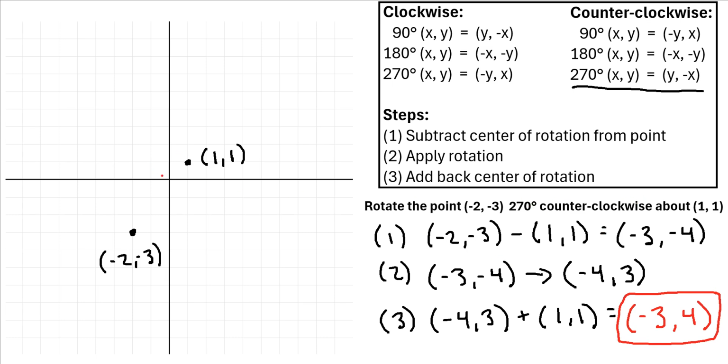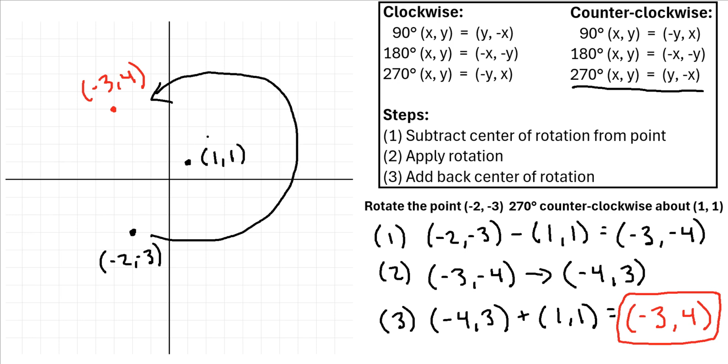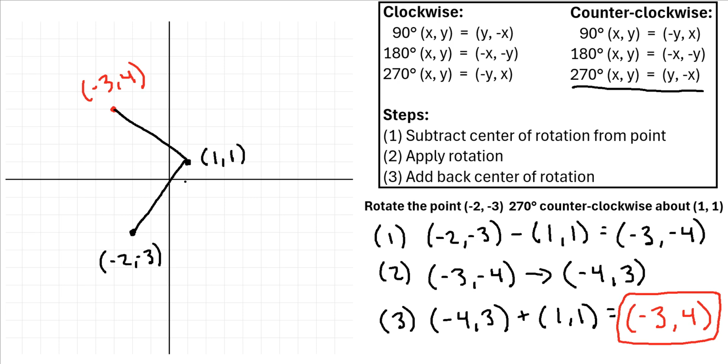So if we plot that point, -3, 1, 2, 3, 1, 2, 3, 4. Let's label that -3, 4. This is where we land when we rotate this original point 270 degrees around the center of rotation 1, 1. And remember the trick that we used. If we draw a line from our original point to the center of rotation, and then from the center of rotation to the point where we land at, we should get an angle that is 270 degrees.